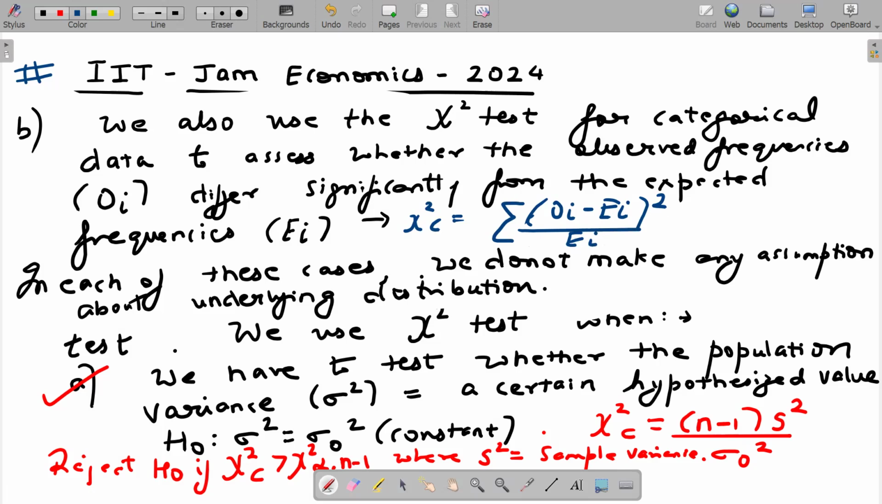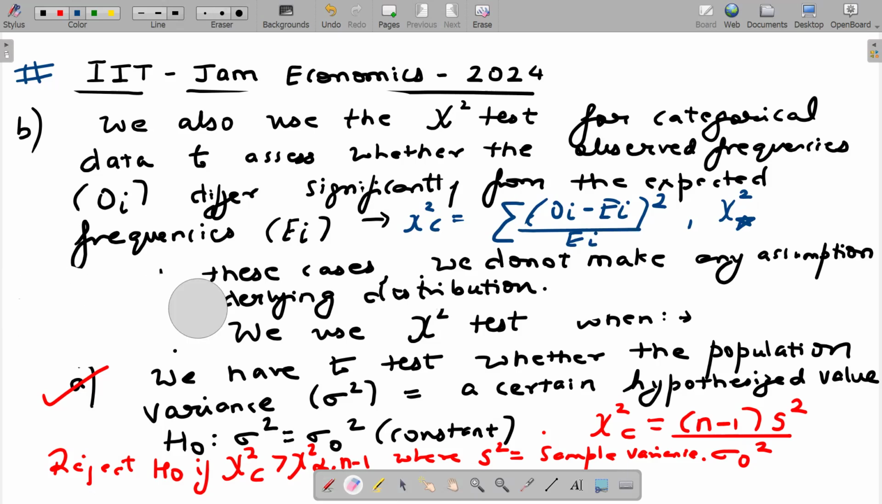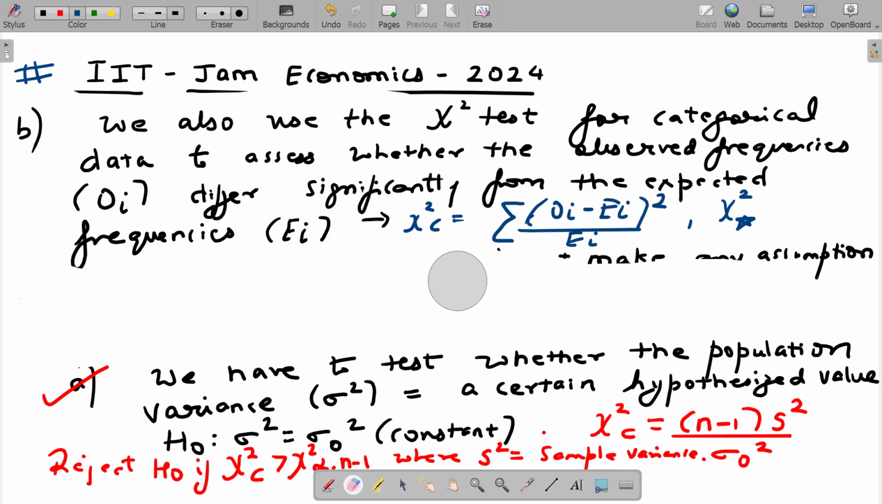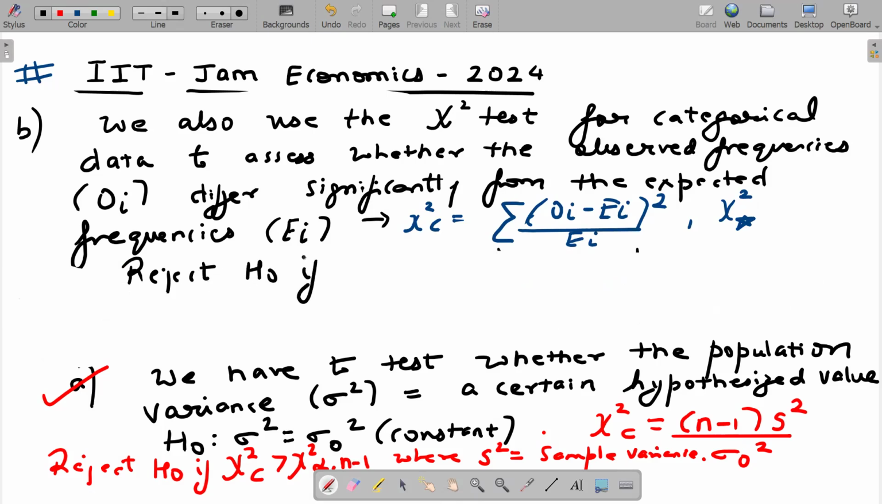And then again, I calculate something called the chi-square critical value, chi-square star, which we get from the table. And then I compare them. Remember, for case B, we reject the null hypothesis if the chi-square computed value exceeds the chi-square critical value at alpha level of significance.